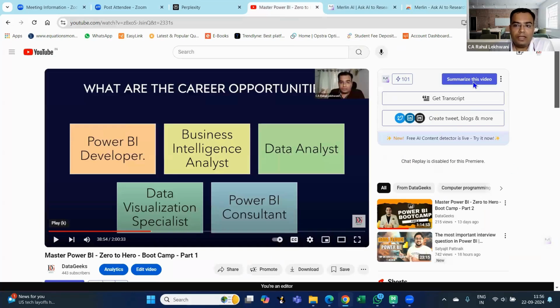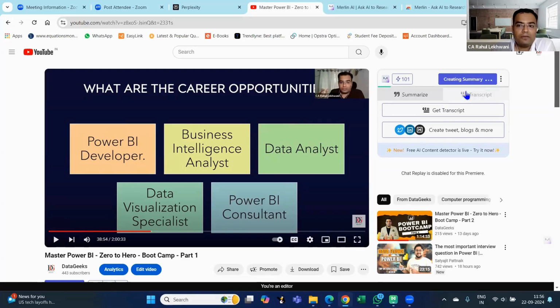Now it is giving me an option to summarize this video. Here it is showing 101 queries left. So now I can summarize this video by using this Merlin tool. It gives you credits which you can use to summarize, but if you want to use it on a regular basis, then I would suggest you go for a paid plan. But for the free plan, let me just click on summarize this video.